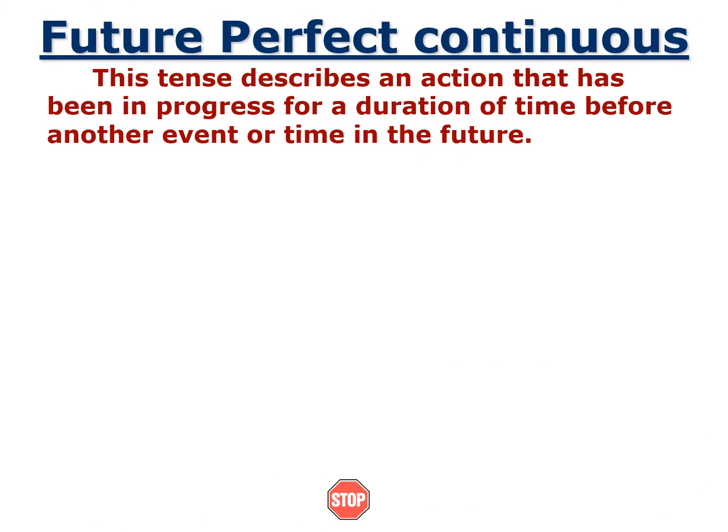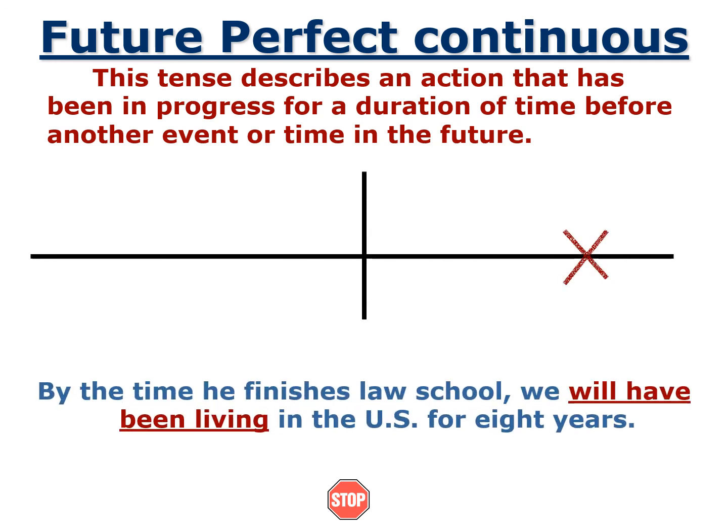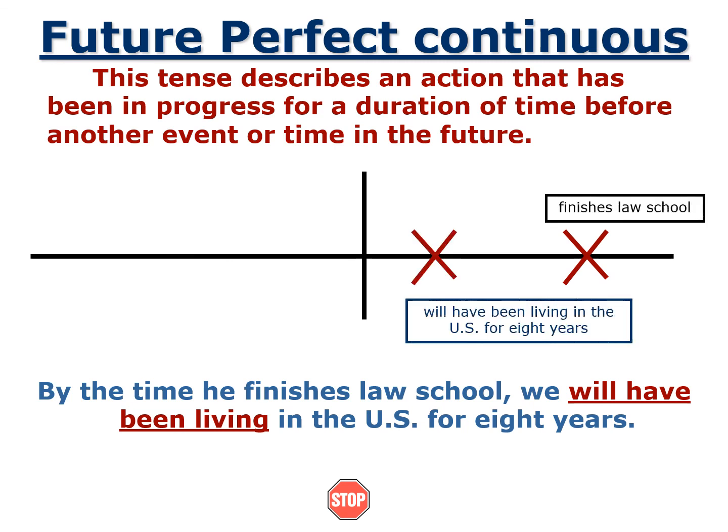The future perfect continuous describes an action that has been in progress for a duration. Again, it's for the duration of time before another event or time in the future. By the time she finishes law school, we will have been living in the US for 8 years. So when she finishes, here we talk about the future. When she finishes school, they will have been living in the United States for 8 years. Remember that to form the future perfect continuous, we use will have been plus verb plus ing.